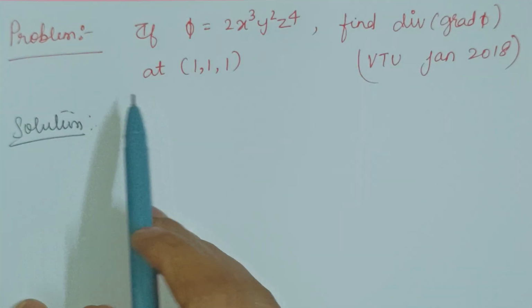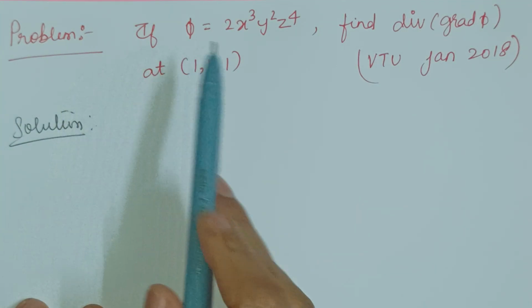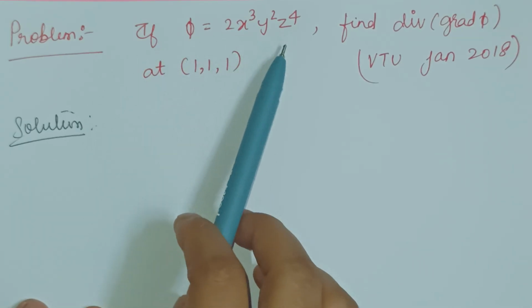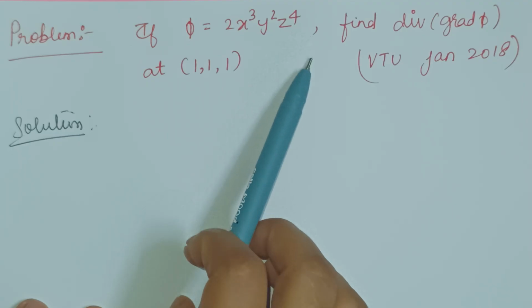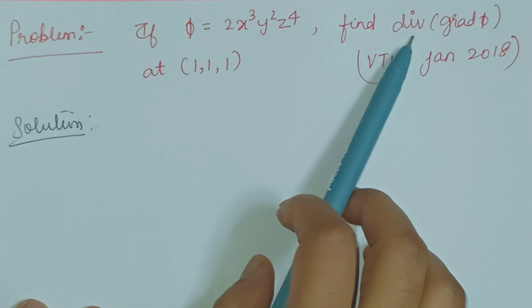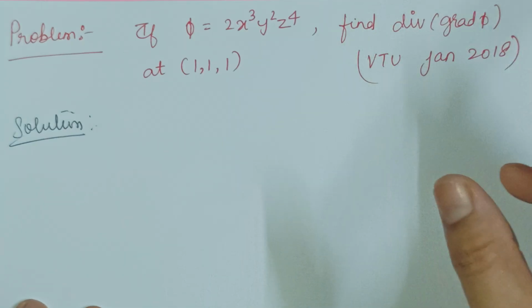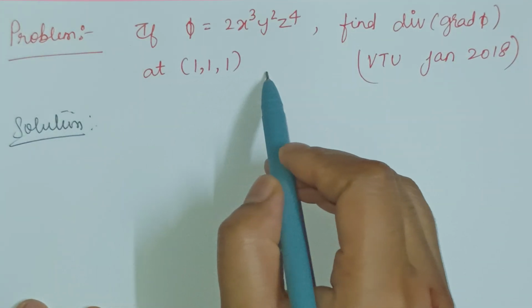In this video, we are going to solve the problem. The problem statement is given as: if phi is equal to 2x cube y square z to the power 4, find the divergence of the gradient of phi at the point (1, 1, 1).